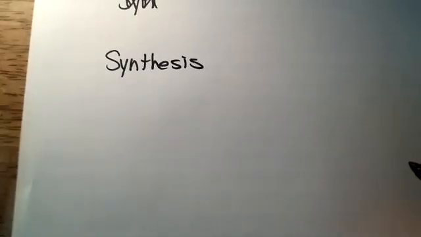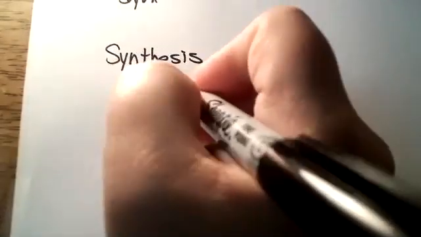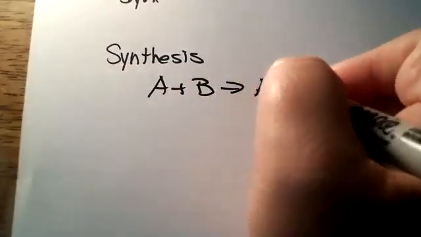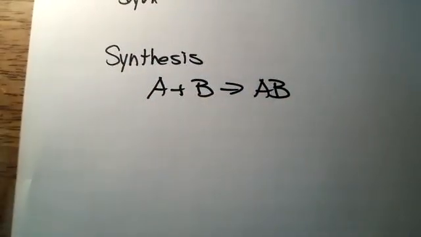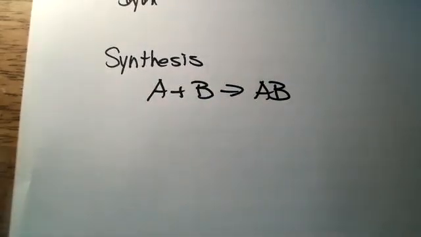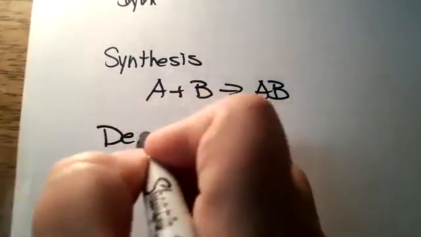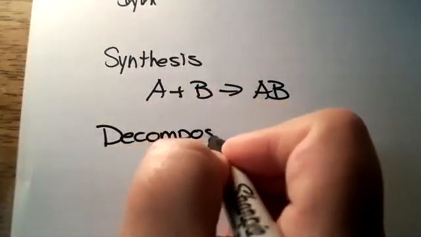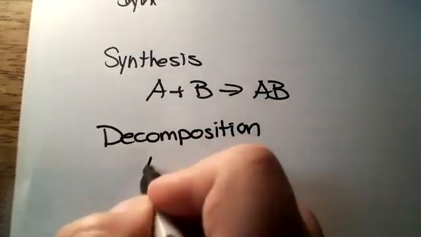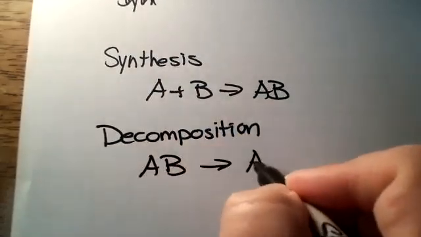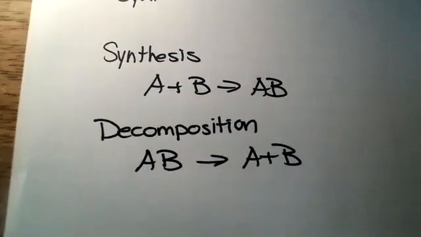So, of course, we have synthesis. And of course, when we see synthesis, that means we're making something. So it would be like A plus B yields AB. Okay. Then decomposition. Decomposition is the exact opposite. That's where we have AB and we break it down into its 2 parts, A plus B.